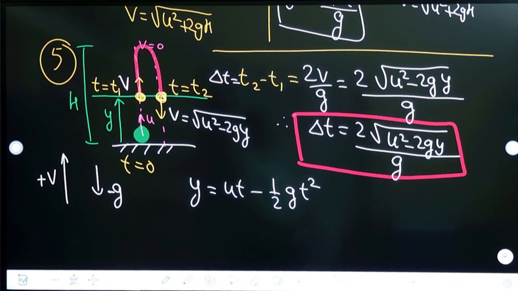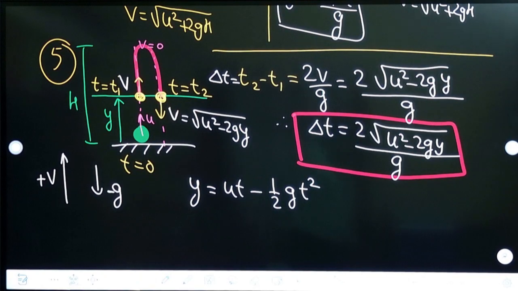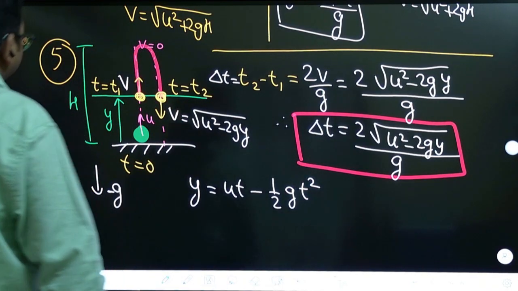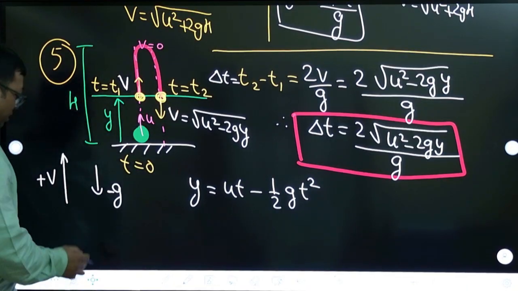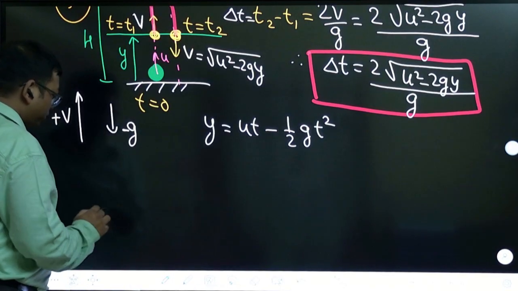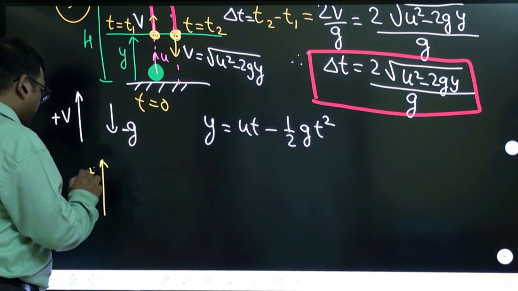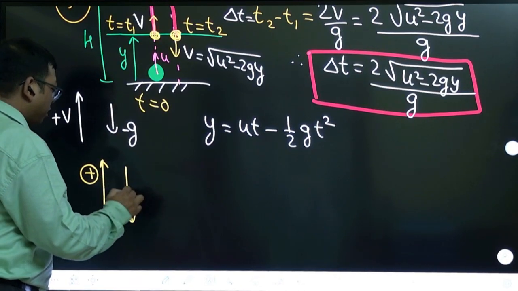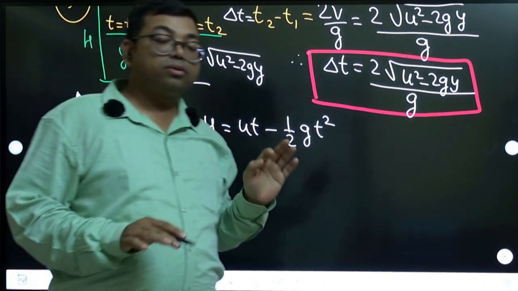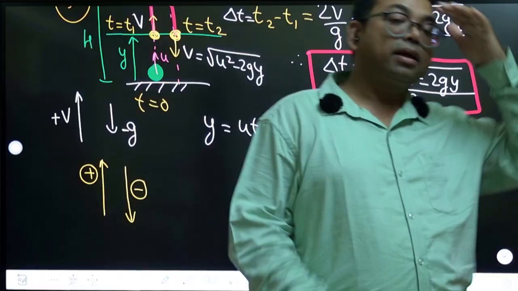Why? Because sometimes they will take one direction as positive, sometimes the other direction as positive. They confuse it. So you need to consider only one direction positive, and the other direction will be negative. Suppose I choose upward as positive, then downward we have to choose as negative. We cannot change every time, otherwise confusion will happen.